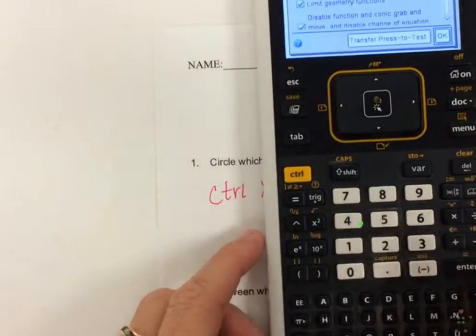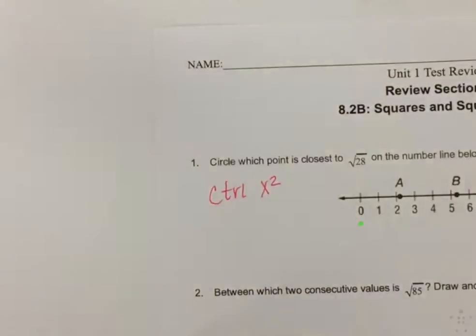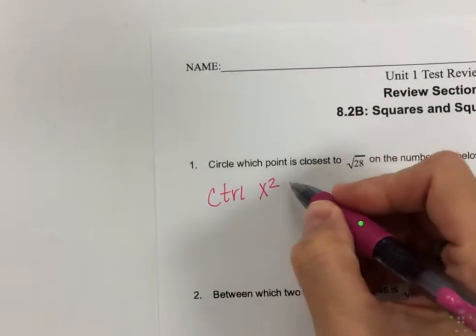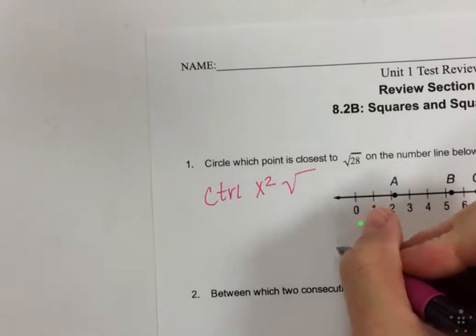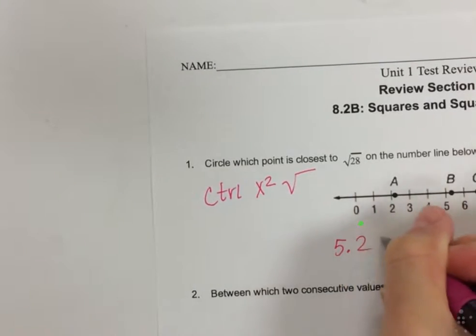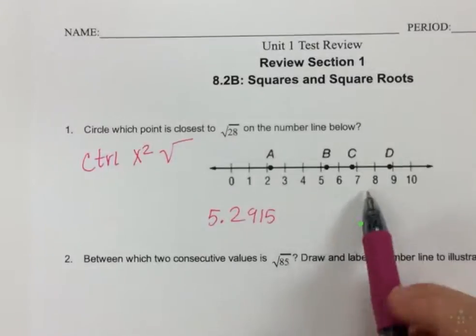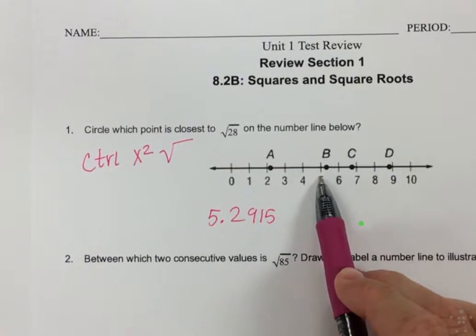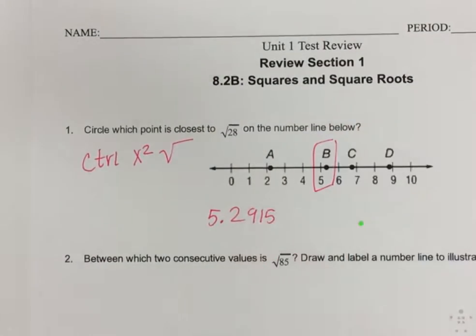So your x squared is this one right here. So control x squared will give you that square root symbol, and then you enter the 28. When you find the square root of 28, it's going to be 5.2915. And when we look at our number line, here's the number 5, just a little bit past 5, so that's going to be letter B.